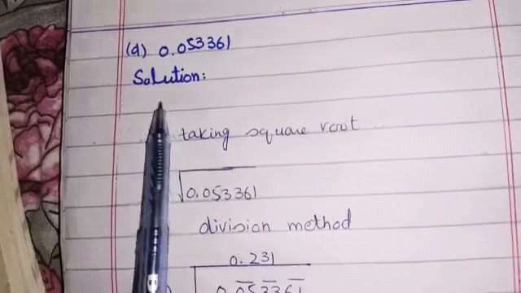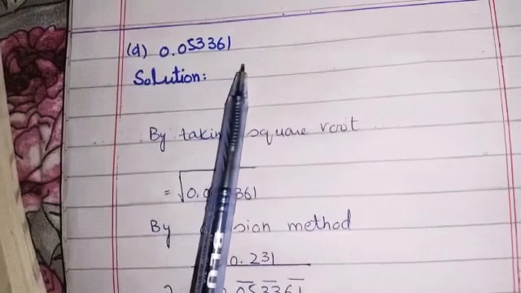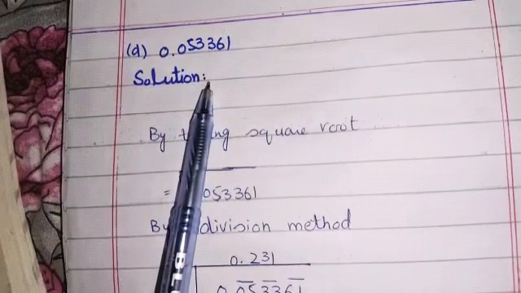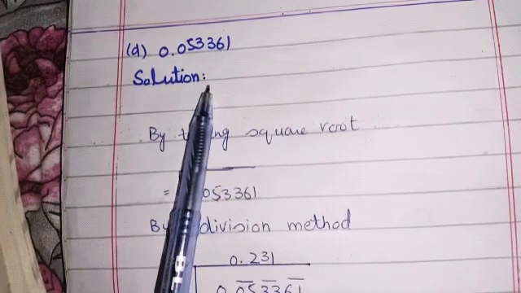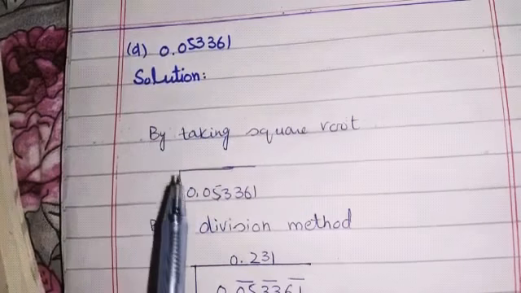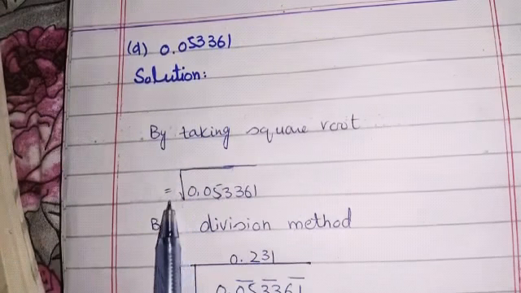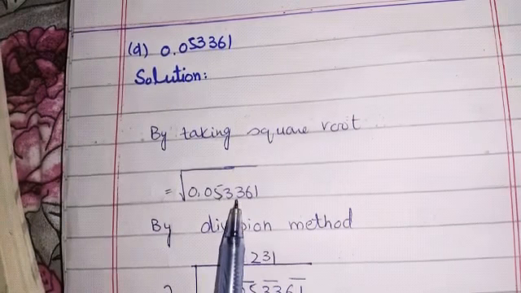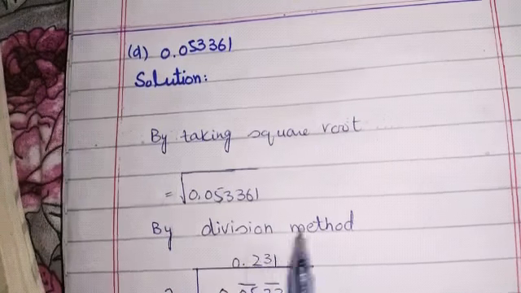Now students, here is our part D, 0.053361. Students, it is better when we have a decimal number, so we will use the division method to find its square root. Firstly, we will write the square root of the number 0.053361. We will use the division method, so we will write it by division method.